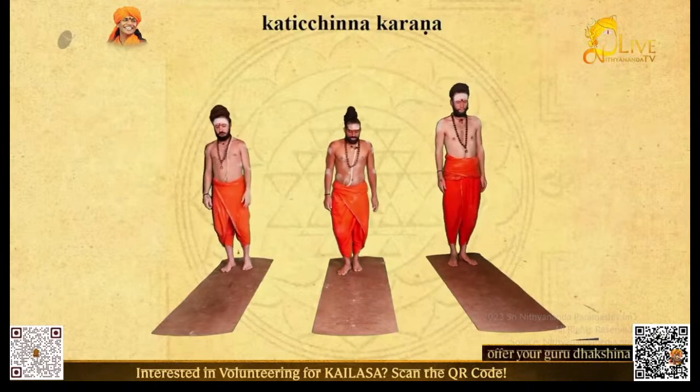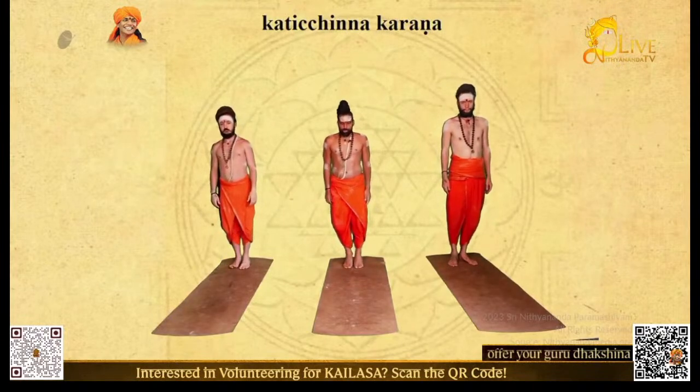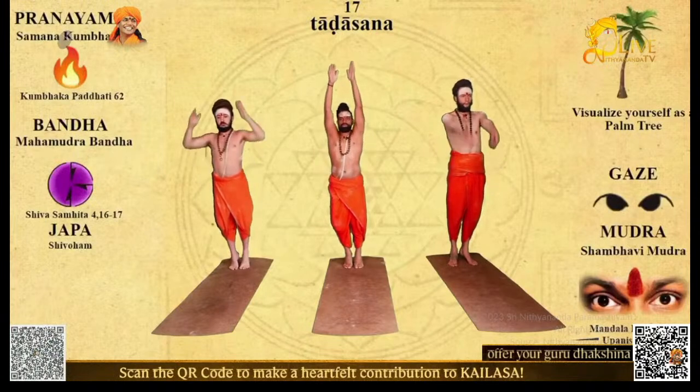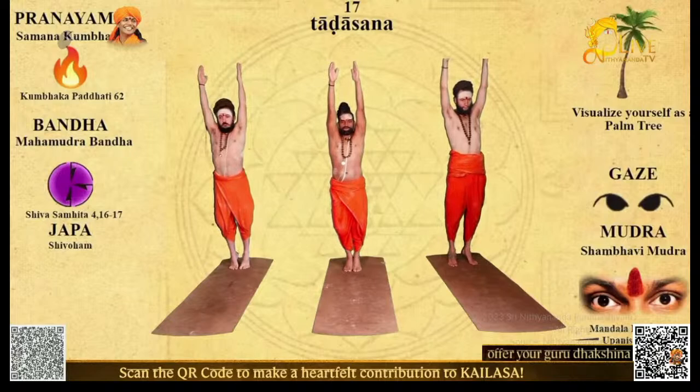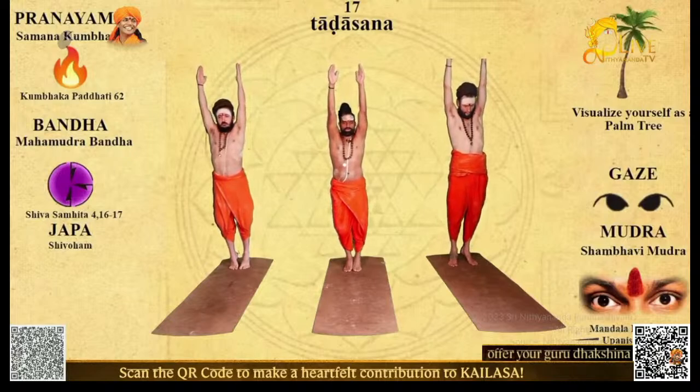Now the next asana is Tadasana. As you stand tall again on the big toe, bring both the hands above the head, palms facing each other as you visualize palm tree in your space, engaging all the three bandhas. The japa is Shivoham.